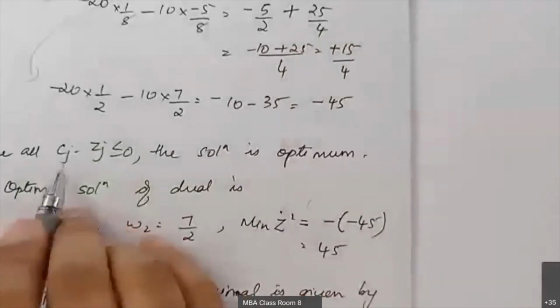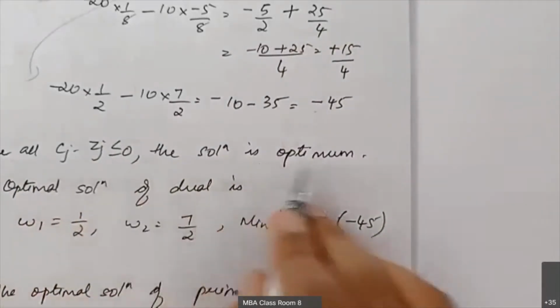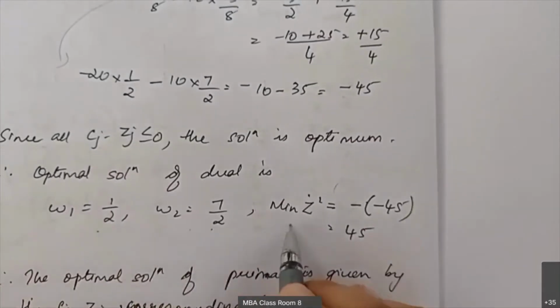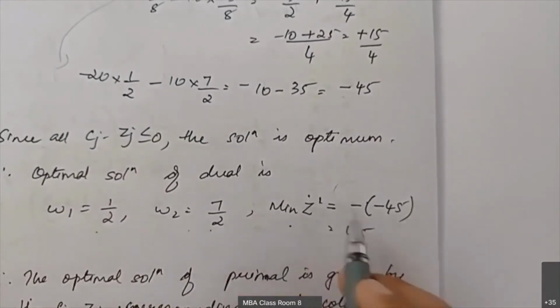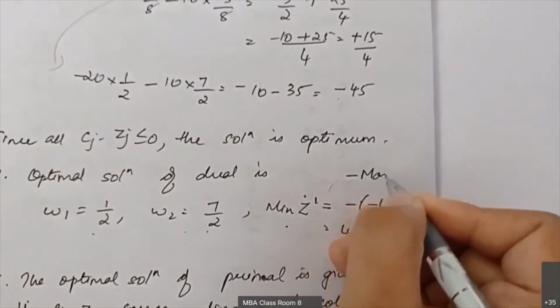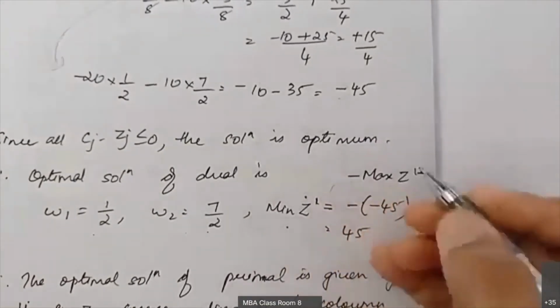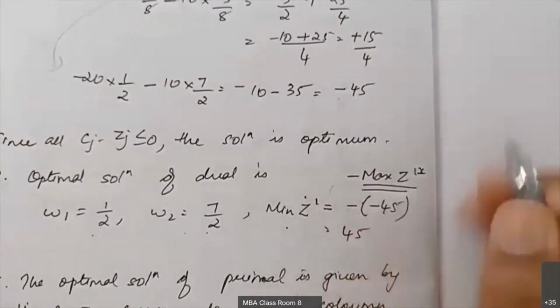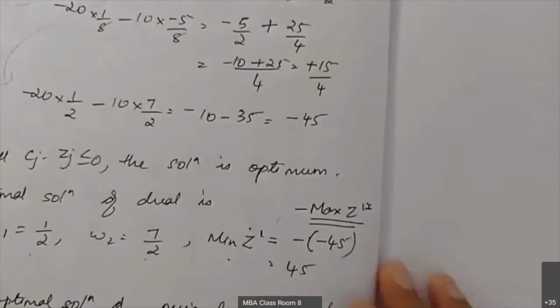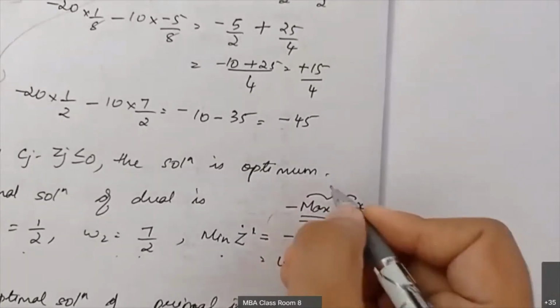Since all Cj minus Zj is less than 0 and the solution is optimal, we have the W1 value and the W2 value. Minimization of Z dash is going to be minus of max of Z dash star. Max of Z dash star is what we got from the table above. That is minus 45. So this value alone is minus 45 from the simplex table.